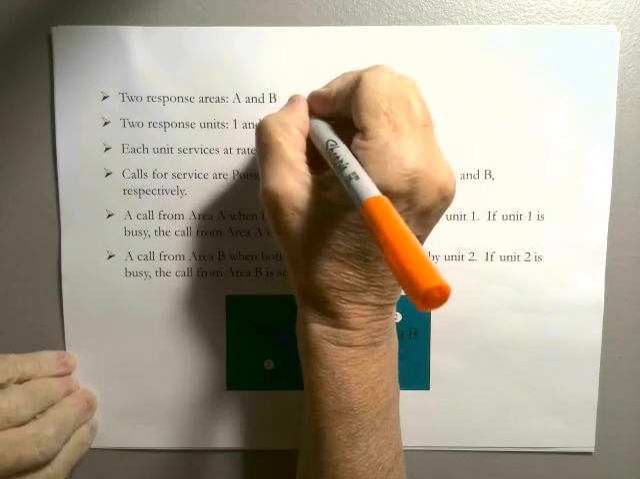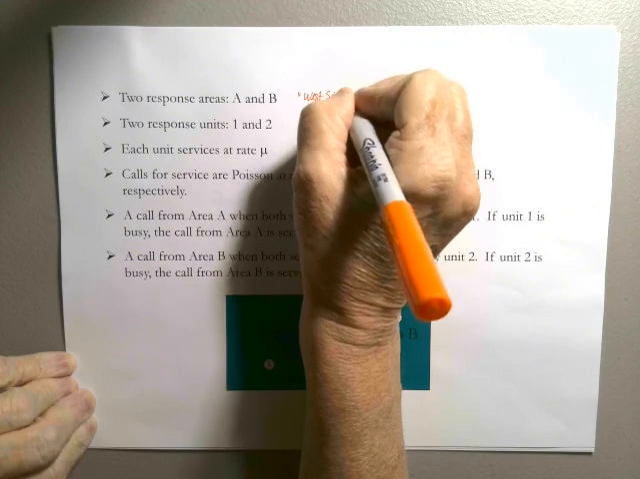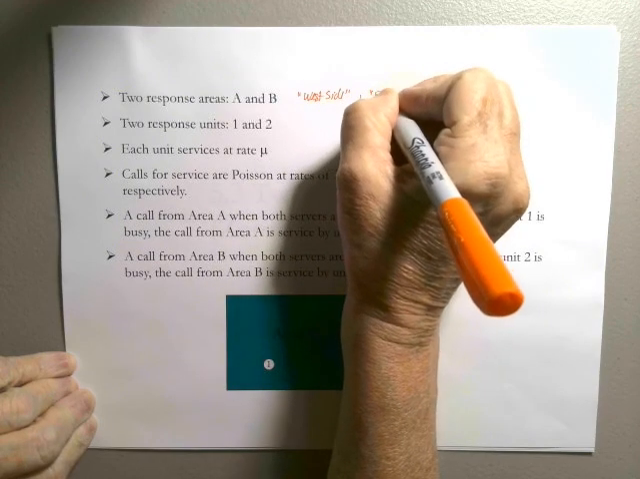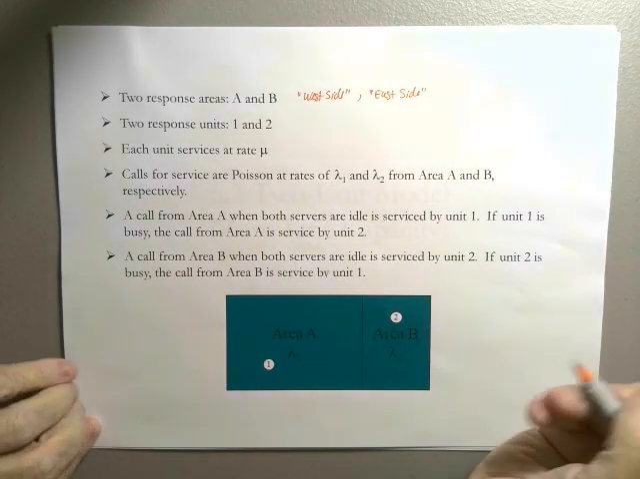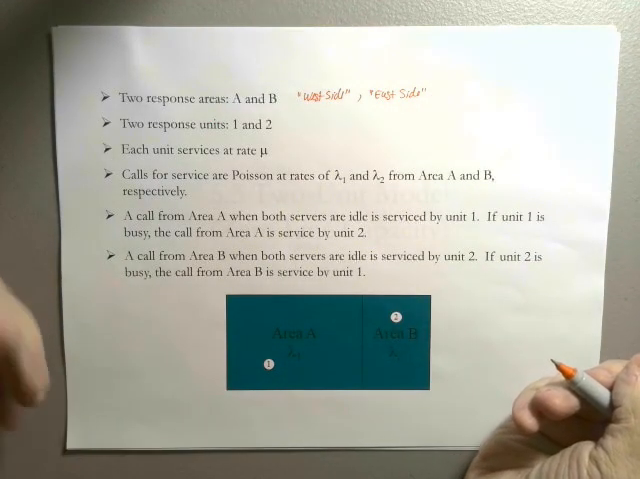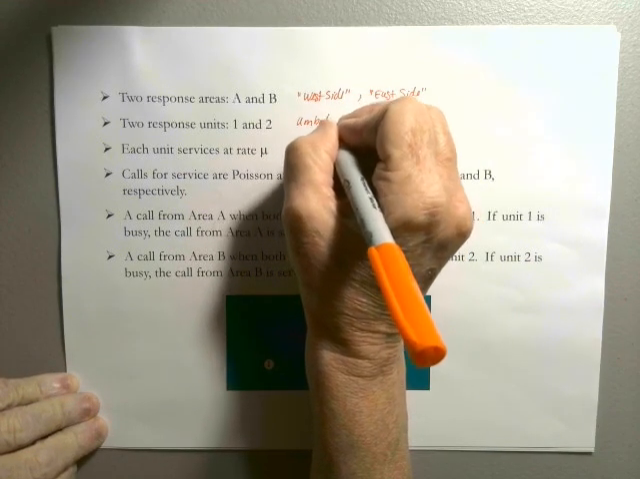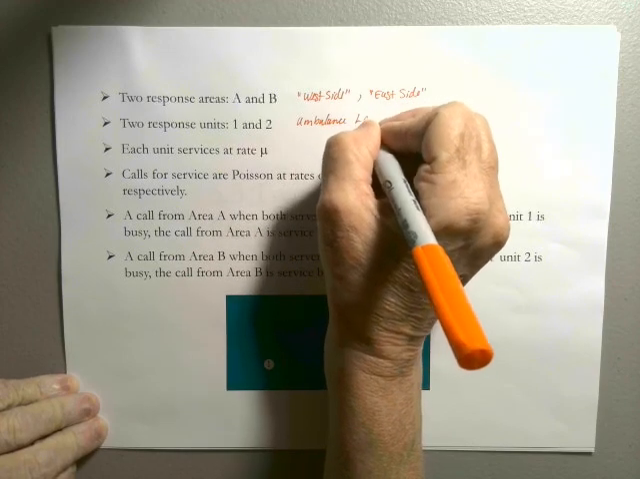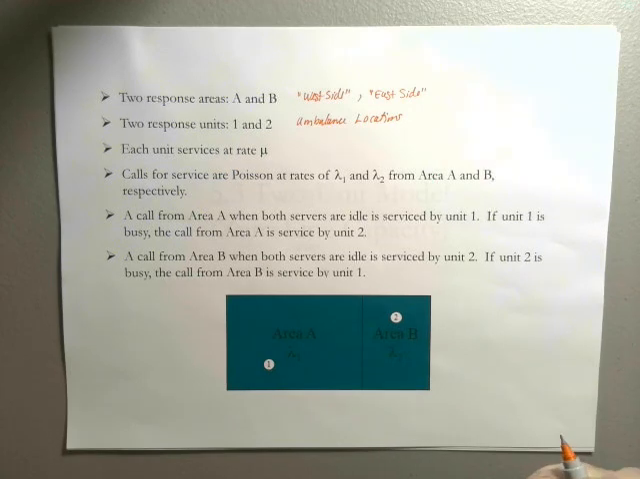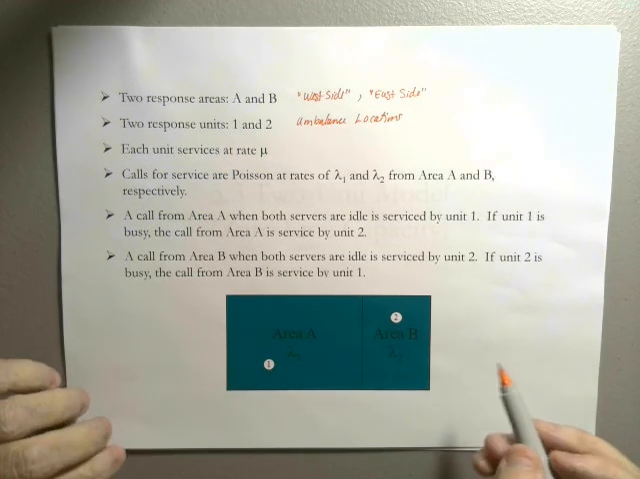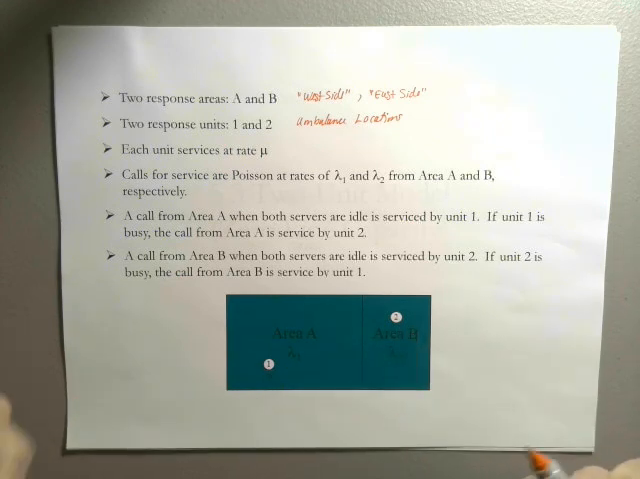So let me just write down here. We could think of west side, east side if you want. So just a nice simple example. We have 2 response units, 1 and 2, and if you'd like, you could think of them as ambulance locations. So they could possibly be at a hospital. Each unit services at a rate mu. So the rate of ambulance 1 and the rate of ambulance 2 are identical.